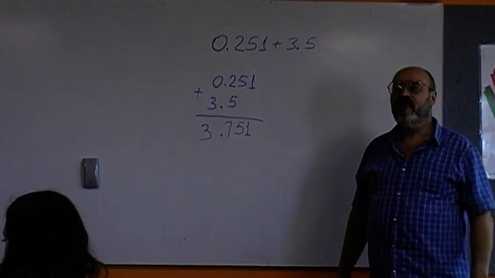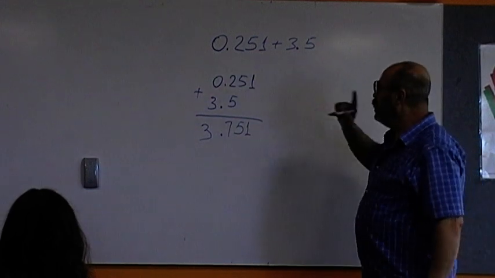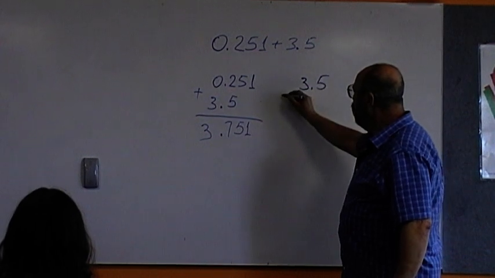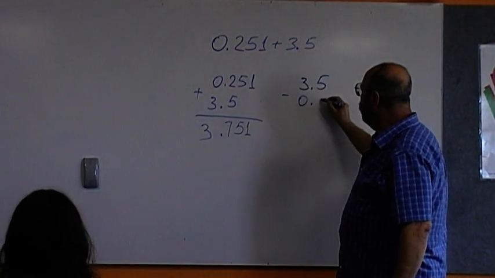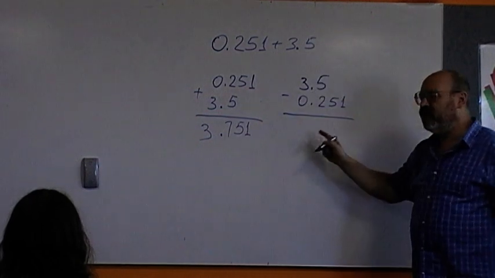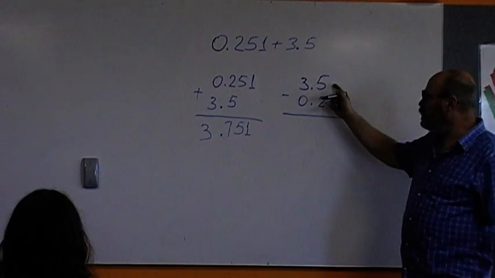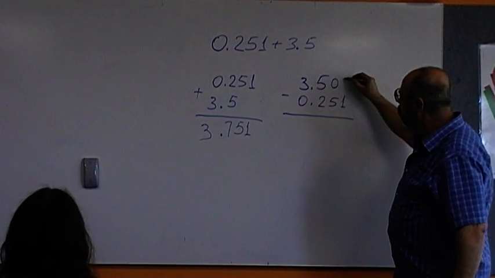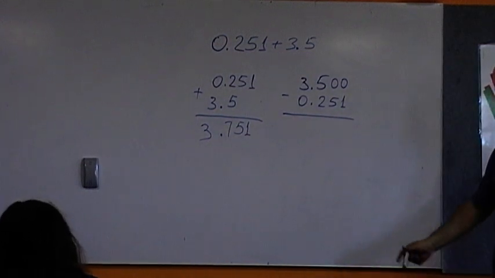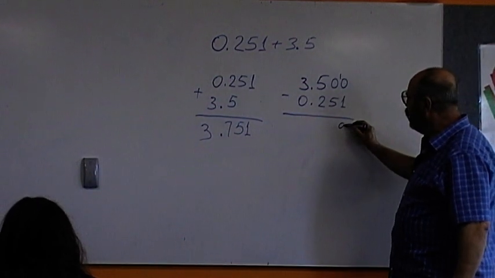Now, for subtracting decimals, the procedure is the same. Let's subtract: 3.5 minus 0.251. Again, we must line up decimal point under decimal point. And there is nothing here, so put zeros. Now, 0 minus 1, we need to borrow 1 from here. So we have 10 minus 1, 9.